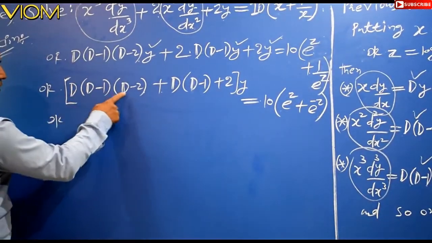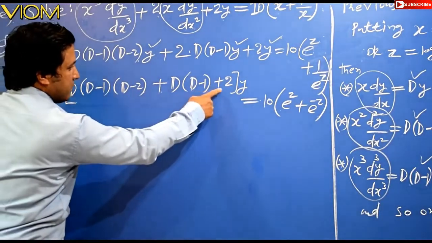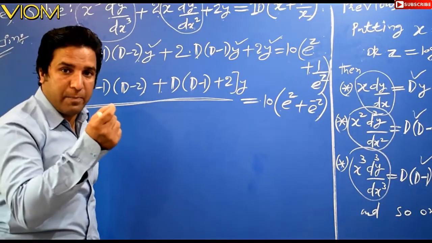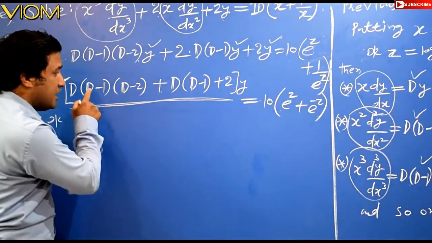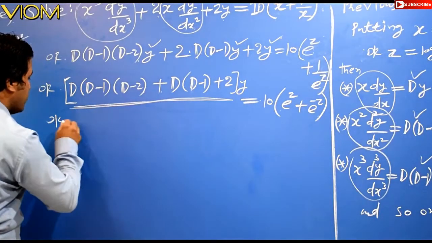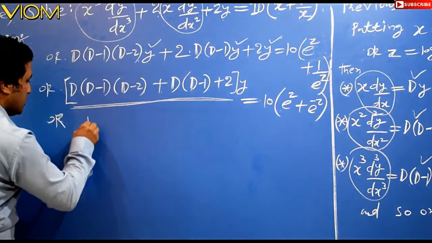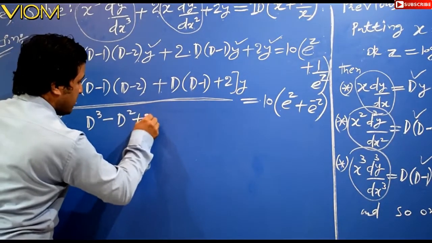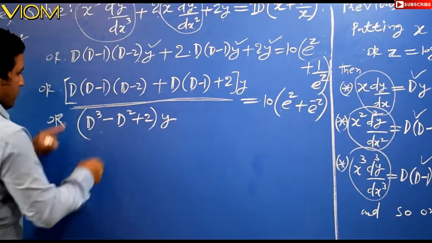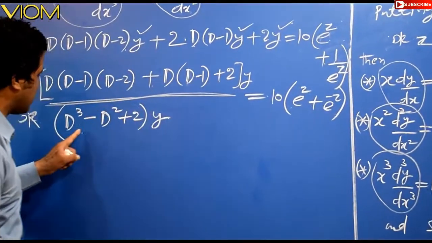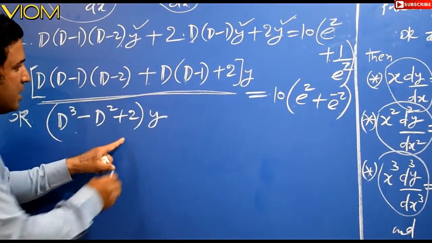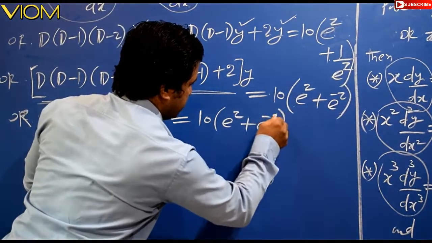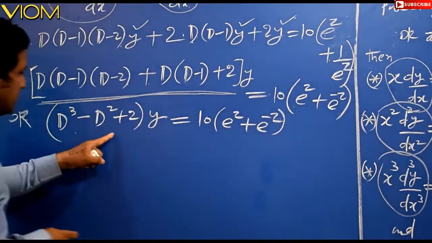This is D into (D minus 1) into (D minus 2) plus D into (D minus 1) plus 2. You just simplify this, take a piece of paper and write down this one and simplify this. This will come to be a cubic factor here, of the form D cube minus D square plus 2, into y. When you simplify this concept, it will come to be (D cube minus D square plus 2) y equal to 10 times e raised to the power z plus e raised to the power minus z. So this is the differential equation.